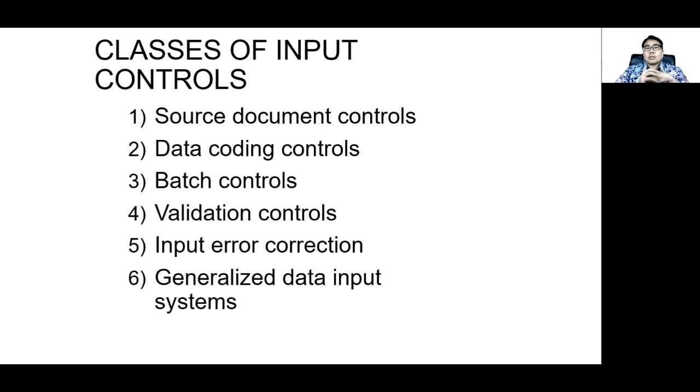The second one is the data coding control. This is a bit different. A data coding control is where you put a digit to the coding of the input that you're going to input to the system. There are several types. We have the self-checking digits, for example. I'm going to show you how to do a self-checking digit here now.